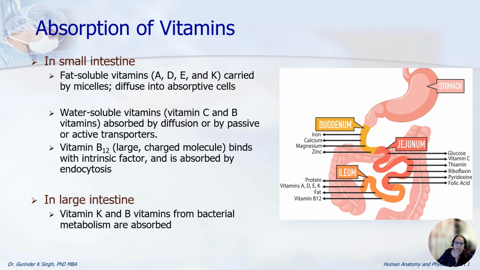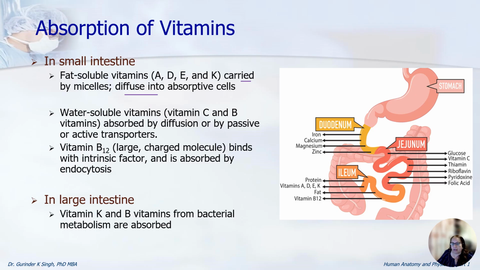How are the vitamins absorbed? So vitamins typically are absorbed in the small intestine. The fat soluble vitamins like A, D, E, and K can be carried by micelles, and then they can diffuse into the absorptive cells.